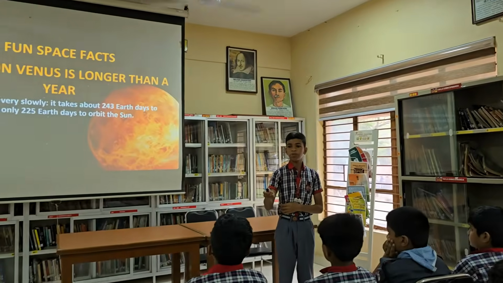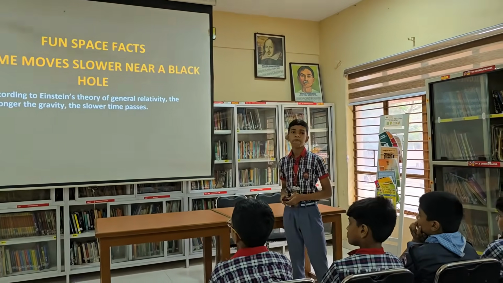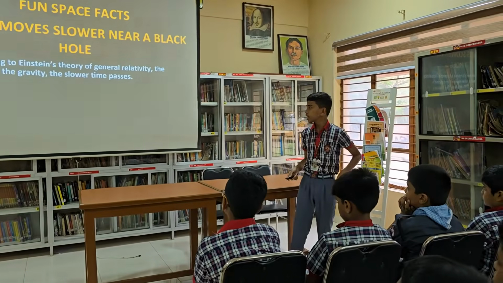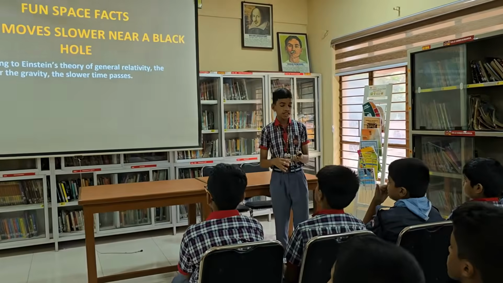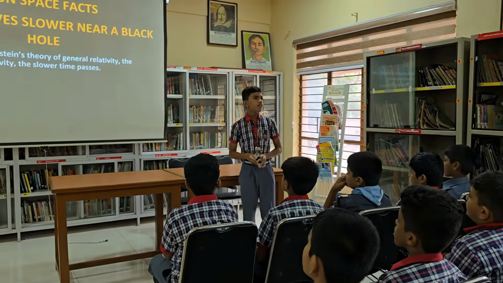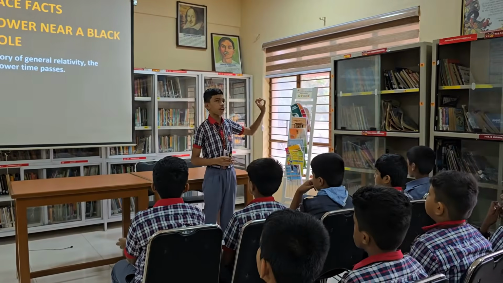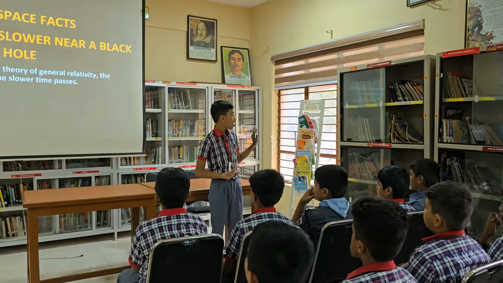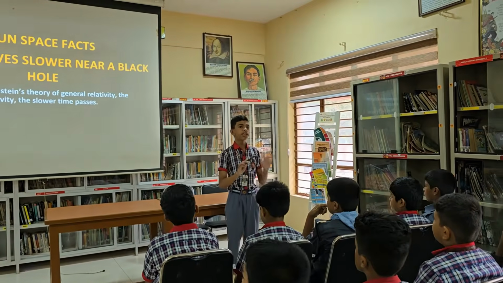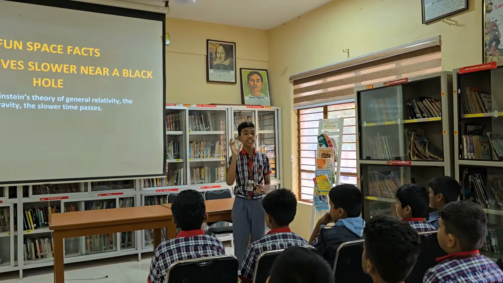And the next fun space fact is that time moves slower near a black hole. According to Einstein's theory of general relativity, the stronger the gravity is, the slower time passes. Which means if you were to stay near a black hole for 10 hours, for you it would just be 10 hours. But here on Earth, it could be 70 years.